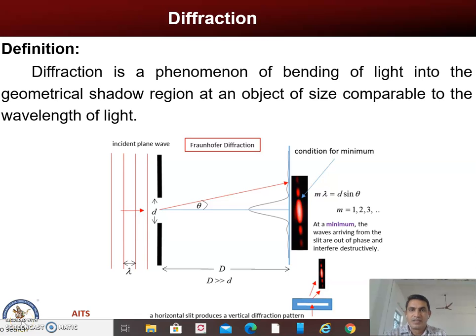Next topic is diffraction. Definition of diffraction: diffraction is a phenomenon of bending of light into the geometrical shadow region at an object of size comparable to the wavelength of the light.